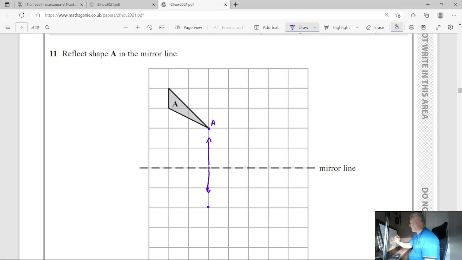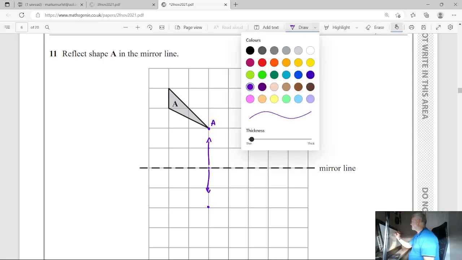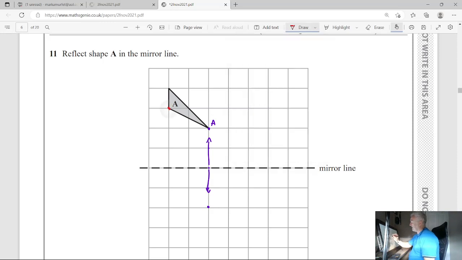Let's call that A. Next point. Let's take this one here, and we can see we are 1, 2, 3 squares up from my mirror line. So we're going to reverse it and go 3 squares down. 1, 2, 3 squares down. And that's where it's going to be. Let's call that one B.